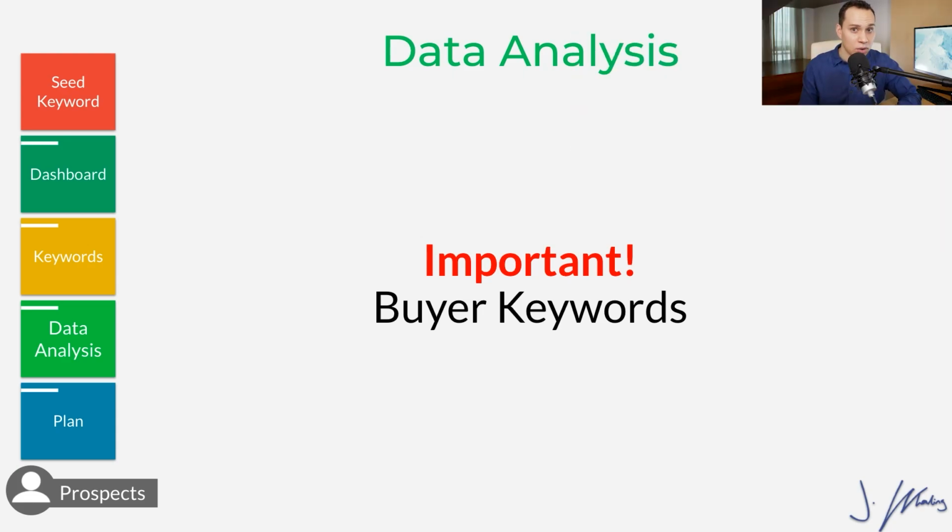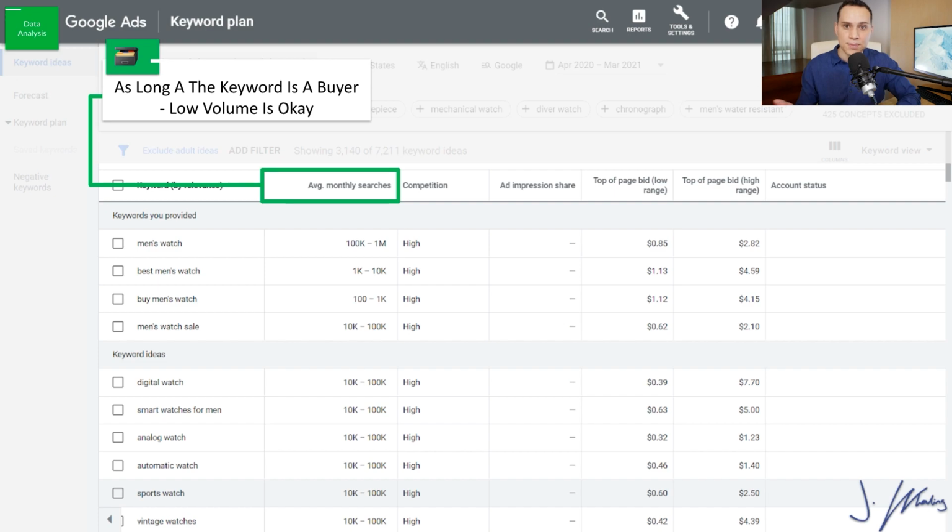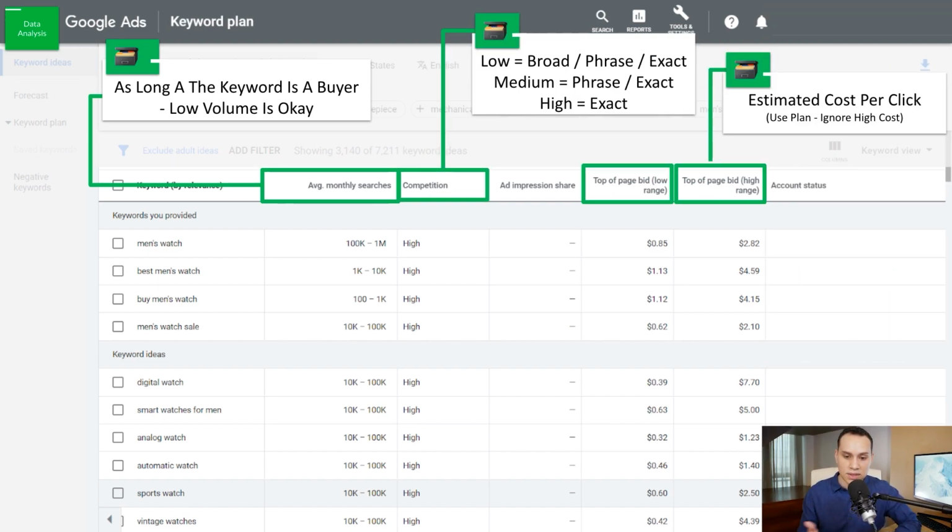I hope you're getting annoyed by me saying buyer keywords because it is so important. Google will give you every keyword under the sun. Just focus on buyer keywords. And when it comes to the numbers we're about to talk about, they don't matter. When it comes to search volume, when it comes to competition, high, low, when it comes to your top of page bid, these aren't important. So we'll go through these columns relatively quickly here.